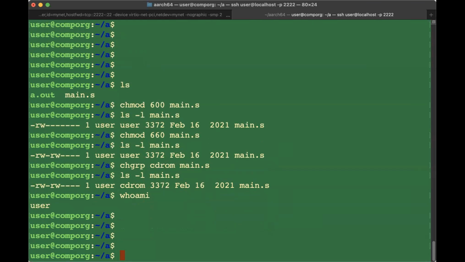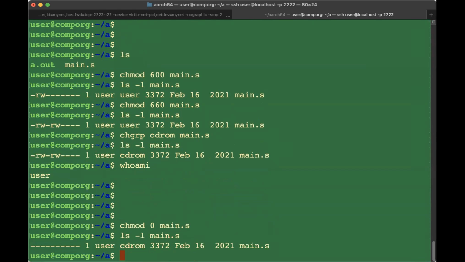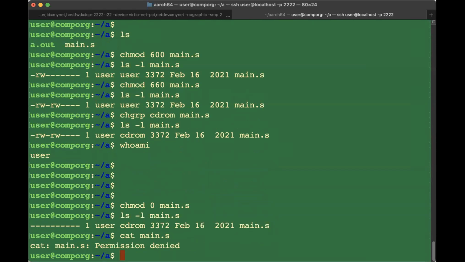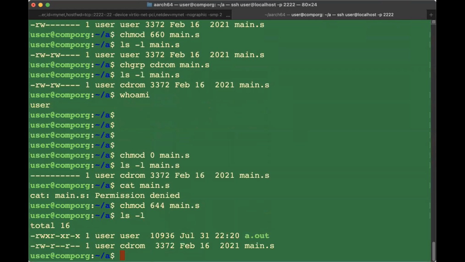So let's find out what happens if I say chmod 0 main.s. Now let's take a look at main.s. Nobody's got permissions, so what's inside main.s? I don't know. I can't get there anymore. Okay, no problem. I'll change the mode back. chmod 644 main.s. Oh, okay. Well, I can get to it now.